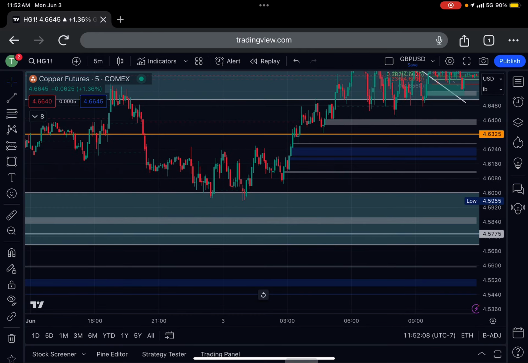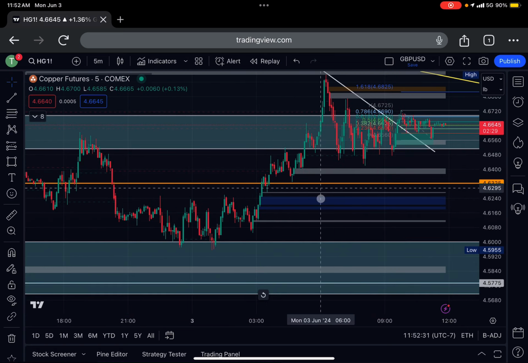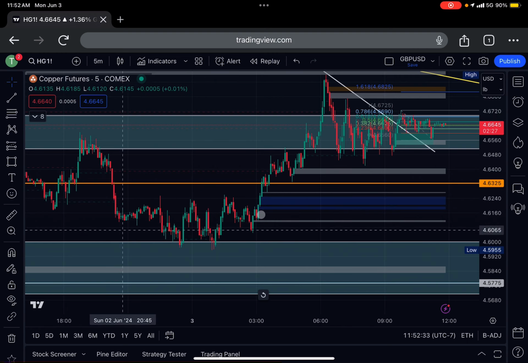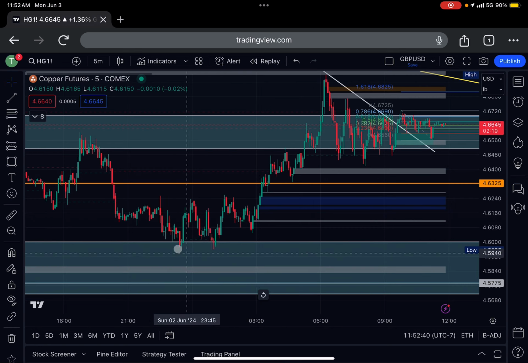Now you would have been okay if you did take it right here. It would have gone a little bit against you, but then once it comes back, you put your stop loss right here. Now you drag your stop loss to break even, and you let this trade work out. Maybe trail your stop loss until you reach this area right here. So you would have been fine.